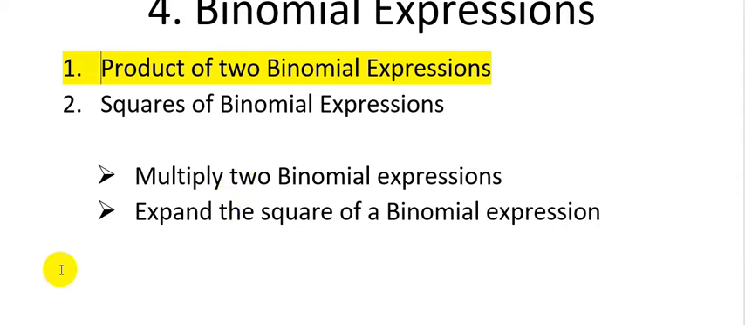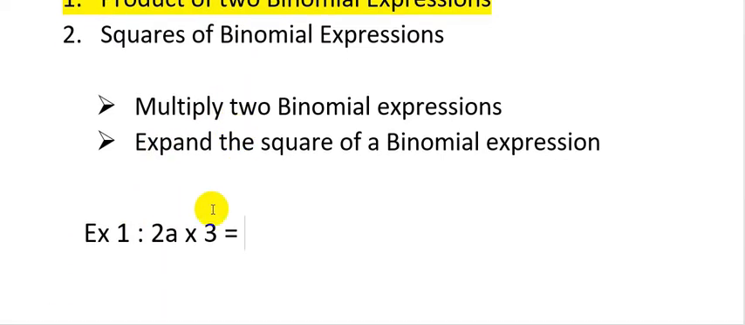Before moving to the chapter, let's do some review exercises for your understanding. Let's say I take an example question as 2a multiplied by 3. You are more familiar with this because we learn this chapter from grade 9 onwards. So 2a multiplied by 3 means 2 multiplied by 3 is 6, so you get 6a.